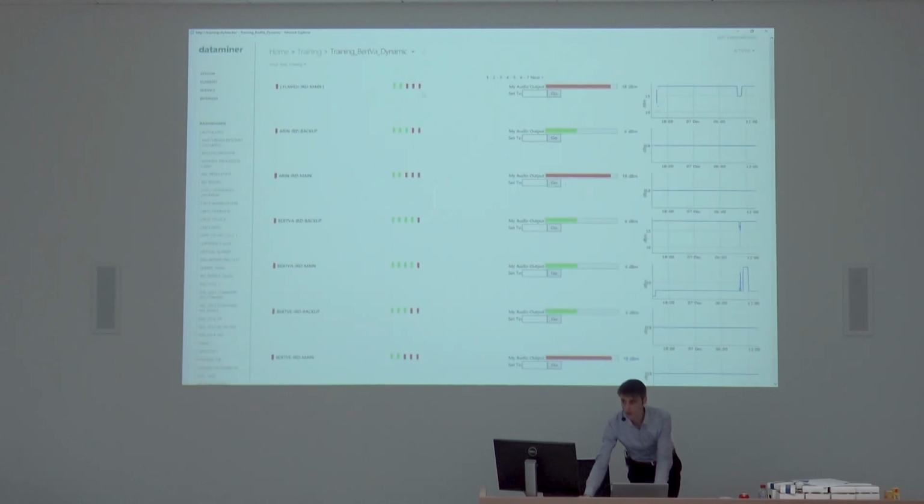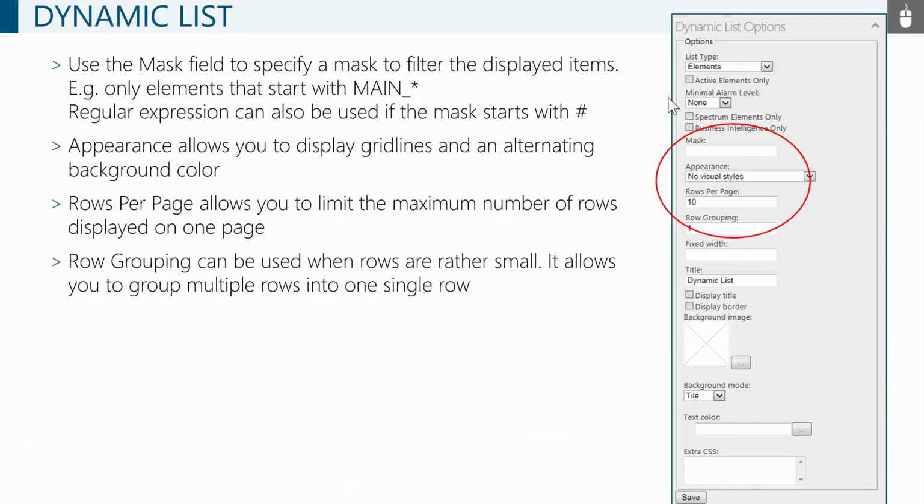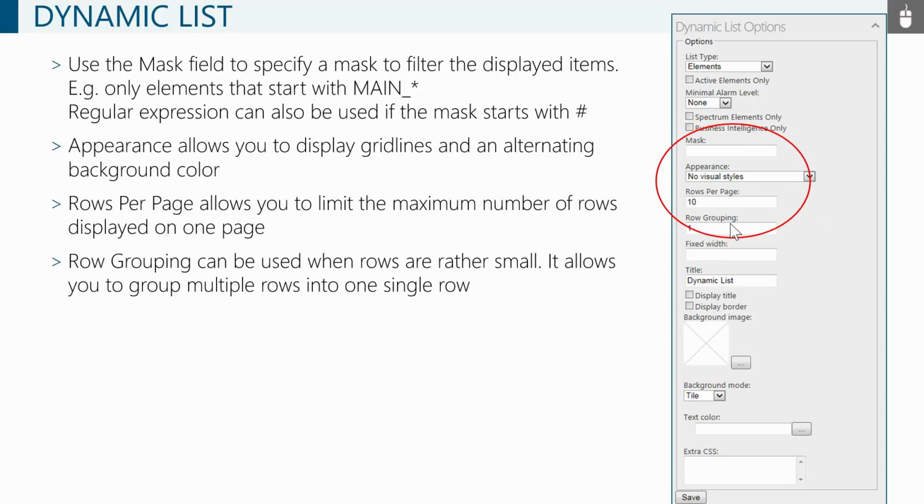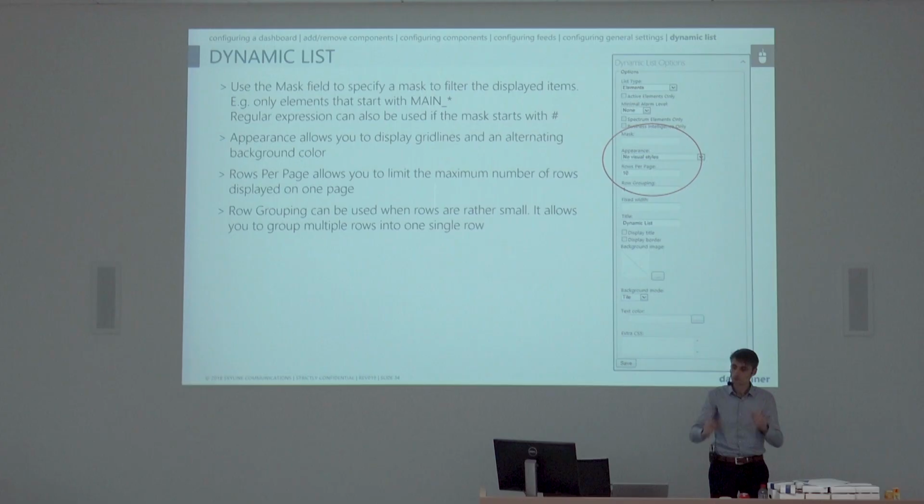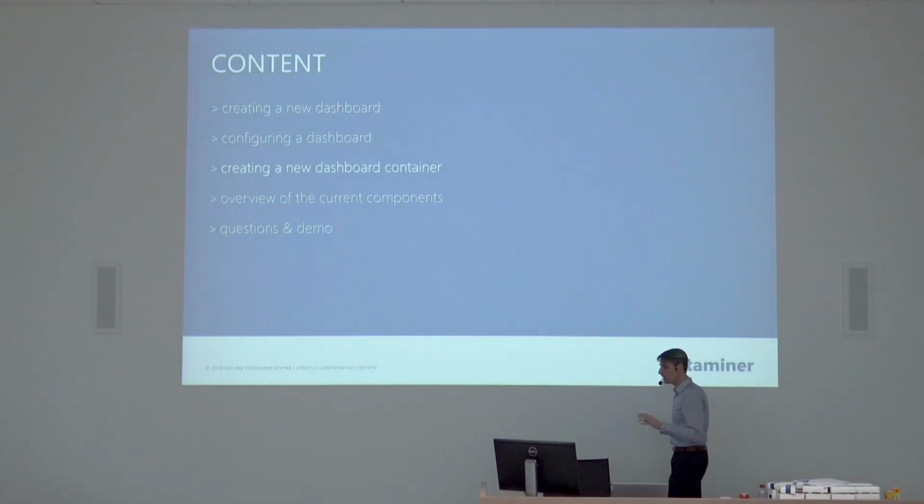If you don't really need the full width, I already need the full width, you could say. If you don't need the full width, you can use that special item there, row grouping. Row grouping allows you to, instead of having one item on a row, having two items on a row. A little bit a special feature there. So that's my dynamic lists that I created.